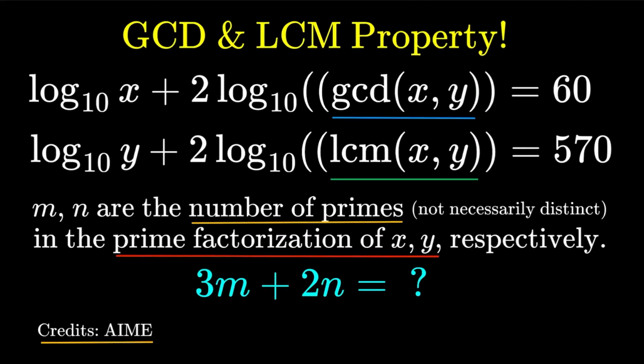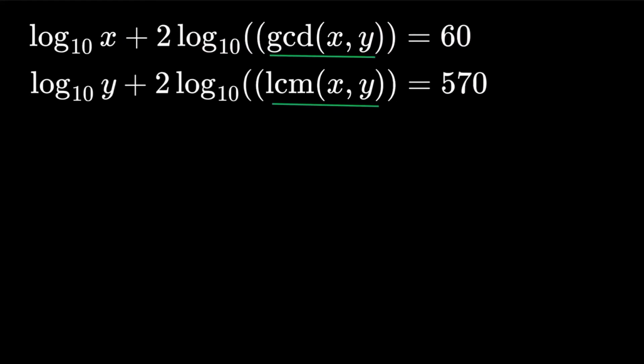Now, as you can see in the yellow text, there is a property on the GCD and the LCM. I'm not sure if there's a name for it, but it is pretty well known. And we're going to use the fact that the GCD of x and y times the LCM of x and y. So the GCD times the LCM of two numbers is just going to output the product of the two numbers. This is going to be true for all positive integers x and y.